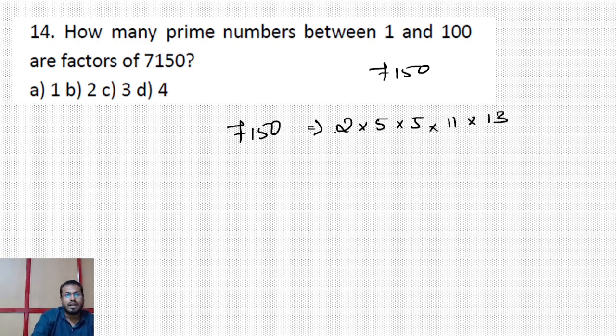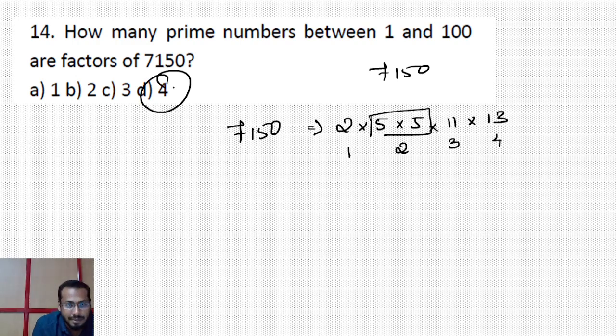So how many prime numbers between 1 and 100 are factors? Here we have 5 as 1, so this is 1, this is 2, 3 and 4. So totally there are 4 prime numbers in this answer. They want the number of distinct prime factors. How many prime numbers between 1 and 100 are factors of 7150? The number is only 4.